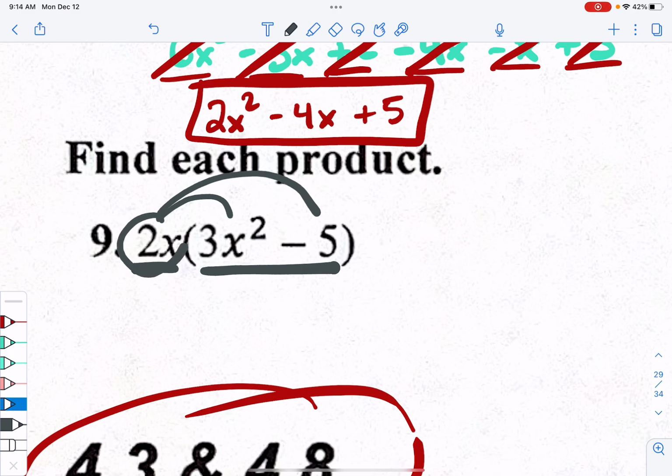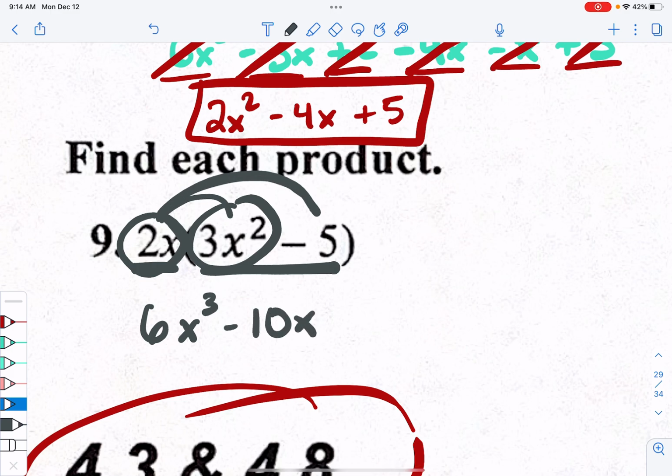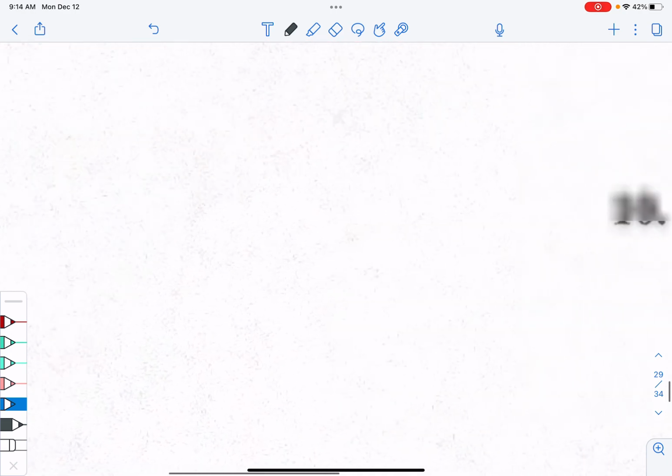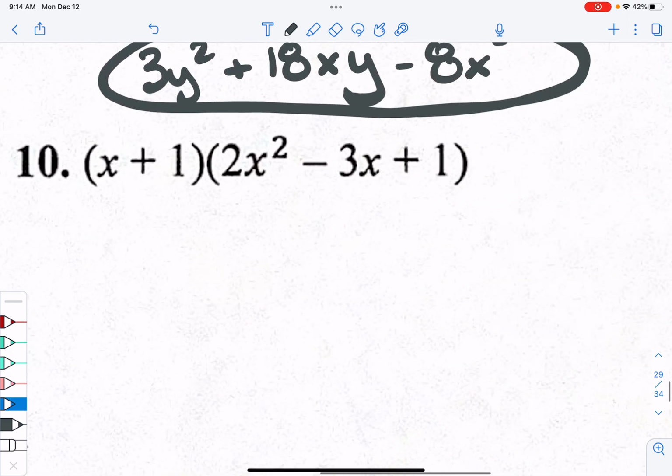So I take 2x times 3x squared, okay? 2 times 3 is 6, and x squared makes x to the 3rd power, okay? 2x times negative 5 is negative 10x, and there I am done. Okay, that's all there is to it. I can't combine any like terms. I can't do anything else, okay? So that was that product. We were just distributing, okay? Number 10 would be a good one to try on your own, so make sure you pause and try it on your own. And then we'll go through.